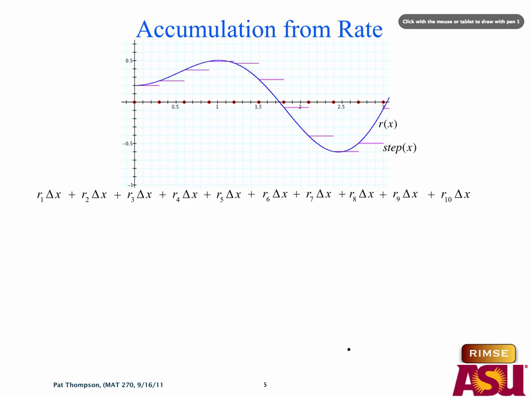Okay, so in this picture, I've got some things going on. We talked about this a little bit like two lessons ago. I've got a blue graph, which is my exact rate of change. I've got my purple graph, which is my step of x, which is my approximate rate of change.